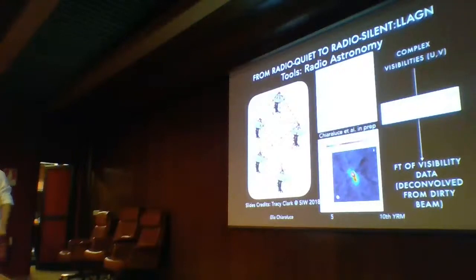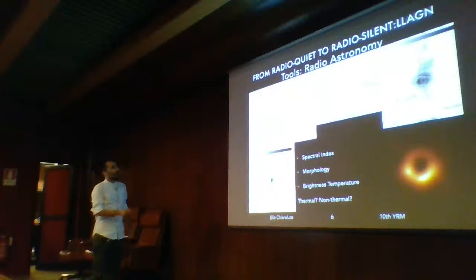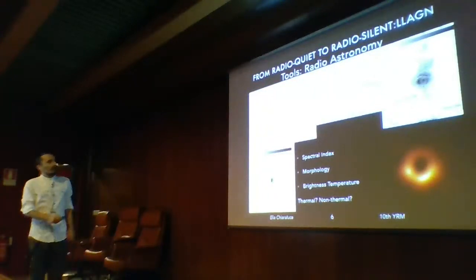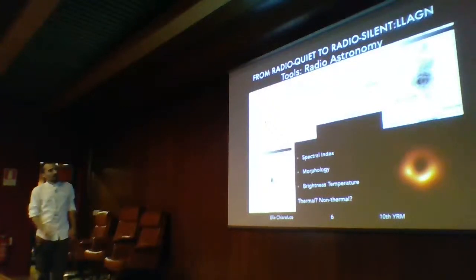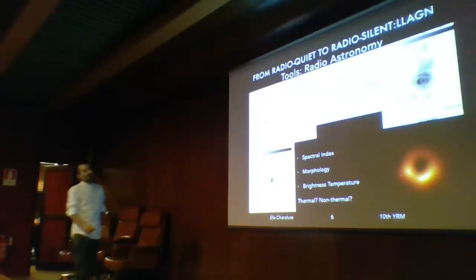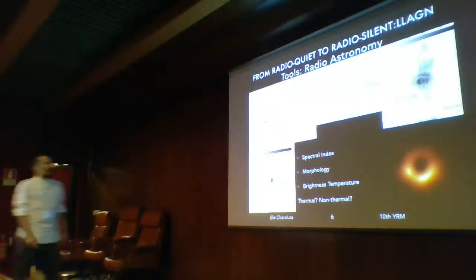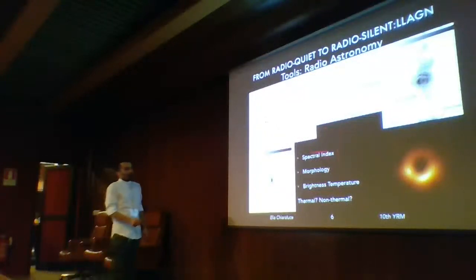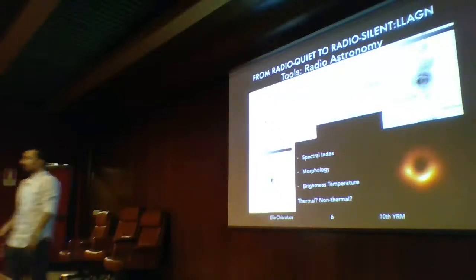Radio astronomy allows you to do a lot of interesting things. You can resolve the emitting components at milliarcsecond resolution. You can study the contribution of star formation. You can spot the presence of outflows and jets, for example, in active galaxies. And you can also pinpoint the very center of an active galaxy, like in the Event Horizon Telescope. Of course, you have to collect a lot of information, spectral index, brightness temperature, in order to discriminate between thermal and non-thermal processes.